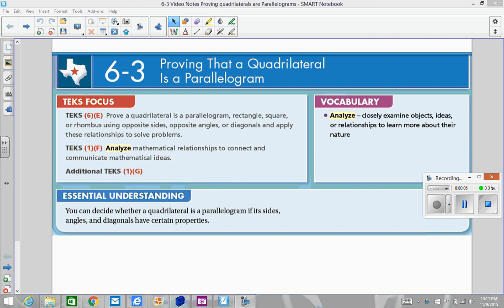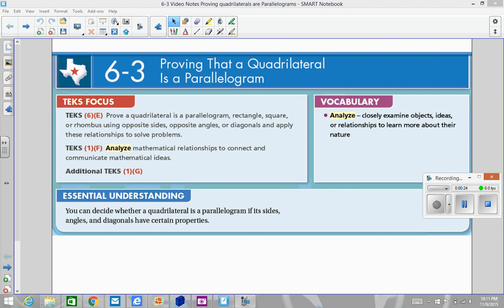Tonight's video we're going to discuss how to take a quadrilateral and prove that it is a parallelogram. In the night before's video we knew it was a parallelogram and we were just working through the properties of what a parallelogram is and what you can do with all those different properties.